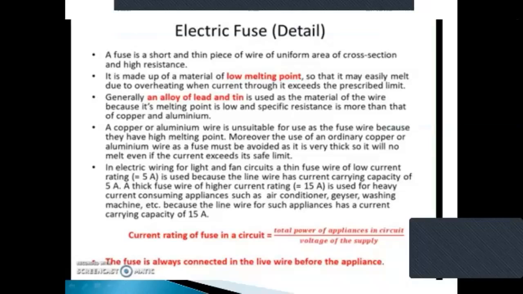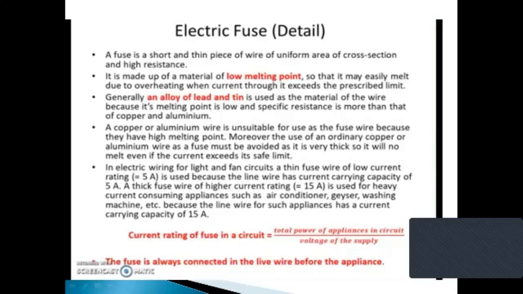It is used as material of the wire because its melting point is low and specific resistance is more than that of copper and aluminium. A copper or aluminium wire is unsuitable for use as the fuse wire because they have high melting point. Moreover, the use of an ordinary copper or aluminium wire as a fuse must be avoided as it is very thick, so it will not melt even if the current exceeds its safe limit.